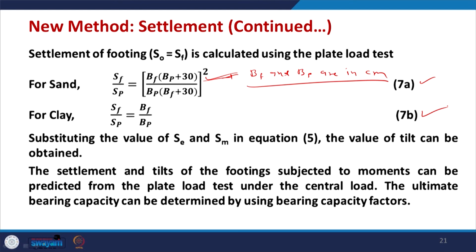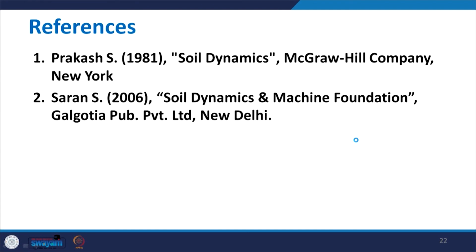Once SF is known, your S naught is the same as SF, and once S naught is known, we can get the values of SE and SM using equations 6a and 6b, and finally, using equation 5, you can find the value of tilt T. Once T is known, make sure that this value of T is less than the permissible value of tilt, and once it is, then you are fine with your design. So, this completes the bearing capacity and settlement. These methods come from two references so far.